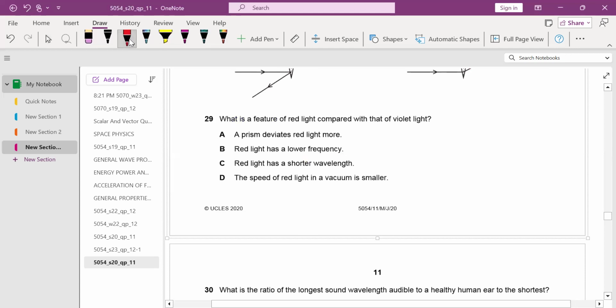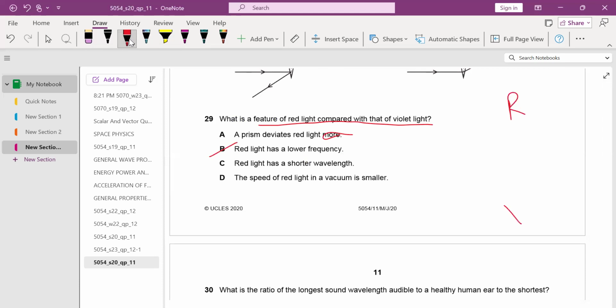Question 29. Which feature of the red light compared with the violet light? Does a prism deviate red light more? No. Does red light have a lower frequency? Yes. So this is red light, for example, and this is violet light. Red light has lower frequency, whereas the violet light has more frequency as compared to red light.